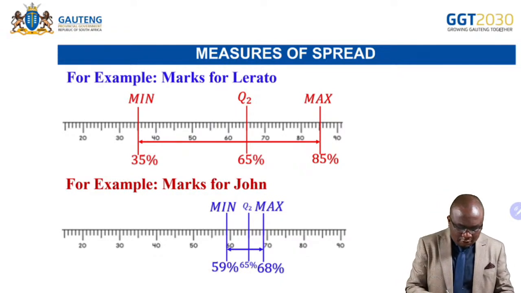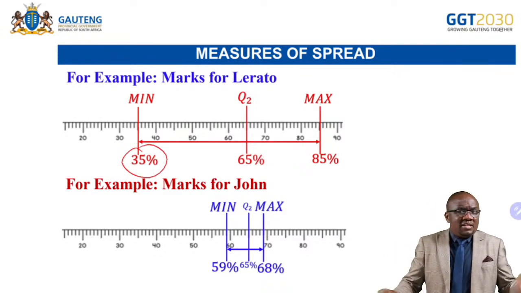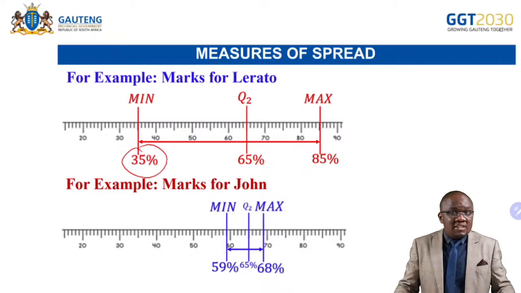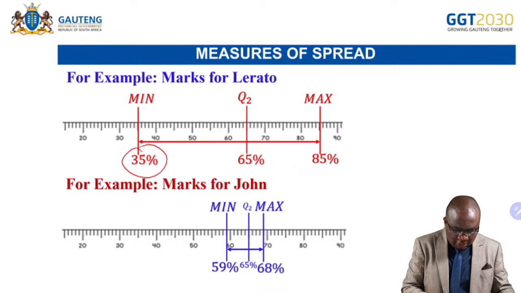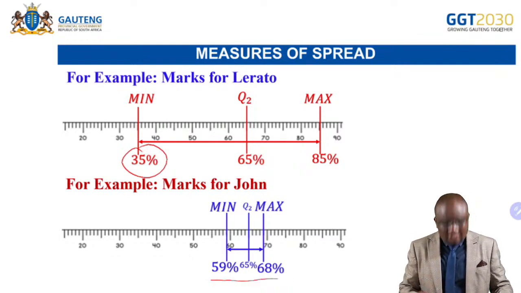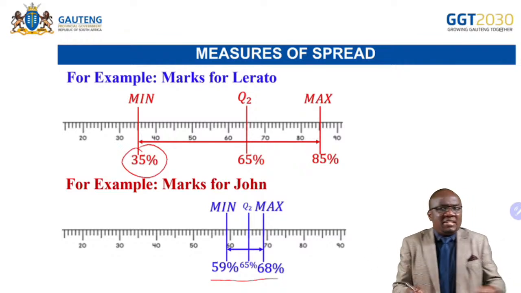But if you check for Lerato, there's a subject where she got 35%. Let's say it's university now. University, they want level 4 for most of the subjects. Lerato has got level 2. You see that? So John is level 4 and level 5. So we can see that John has performed better.